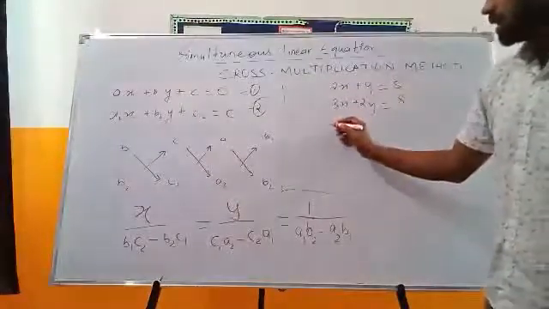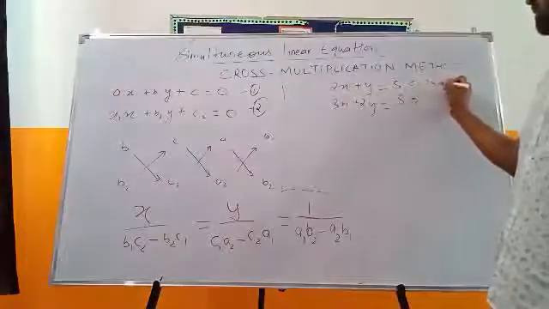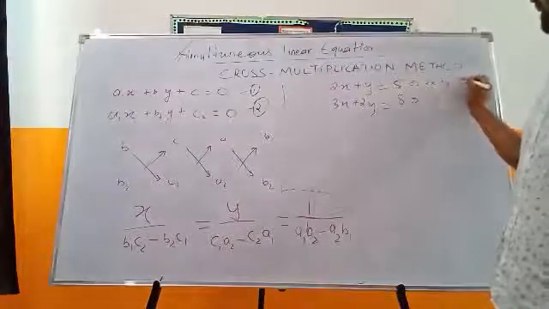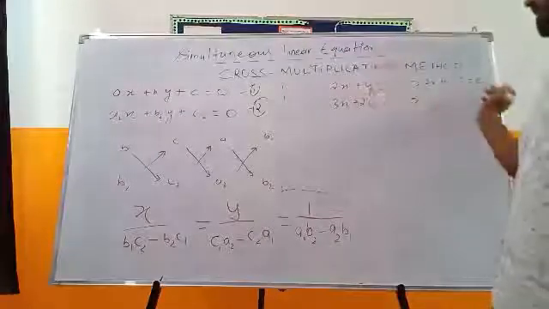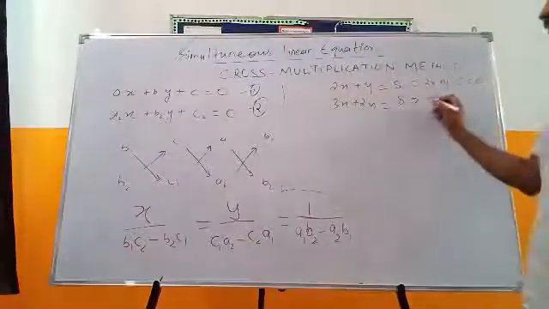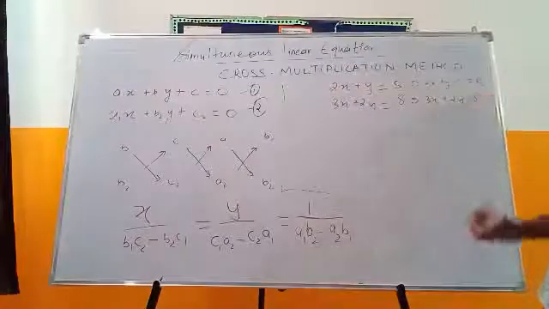I'll be making this equation a proper equation: 2x plus y minus 5 equals to 0. That is the proper form when we are doing the cross multiplication method, shifting everything to one side. This one: 3x plus 2y minus 8 equals to 0.